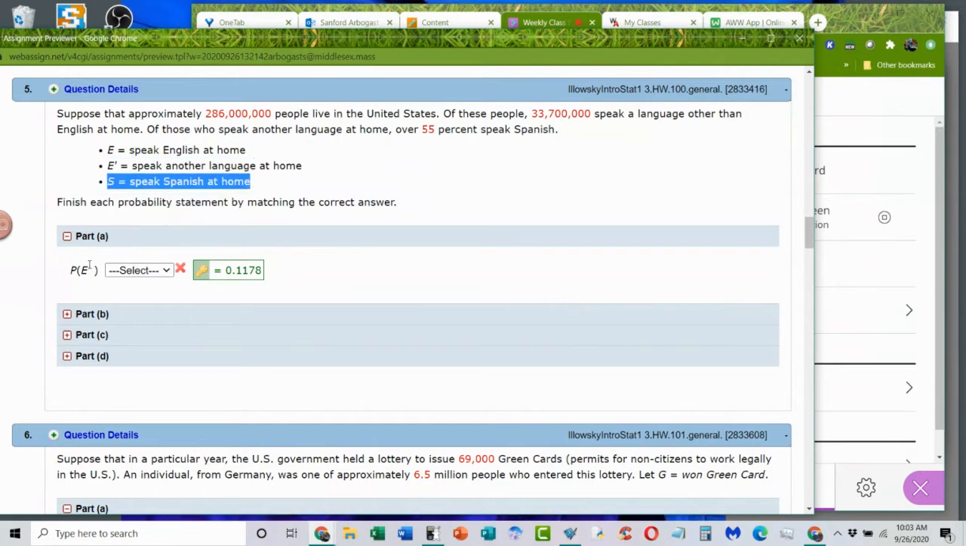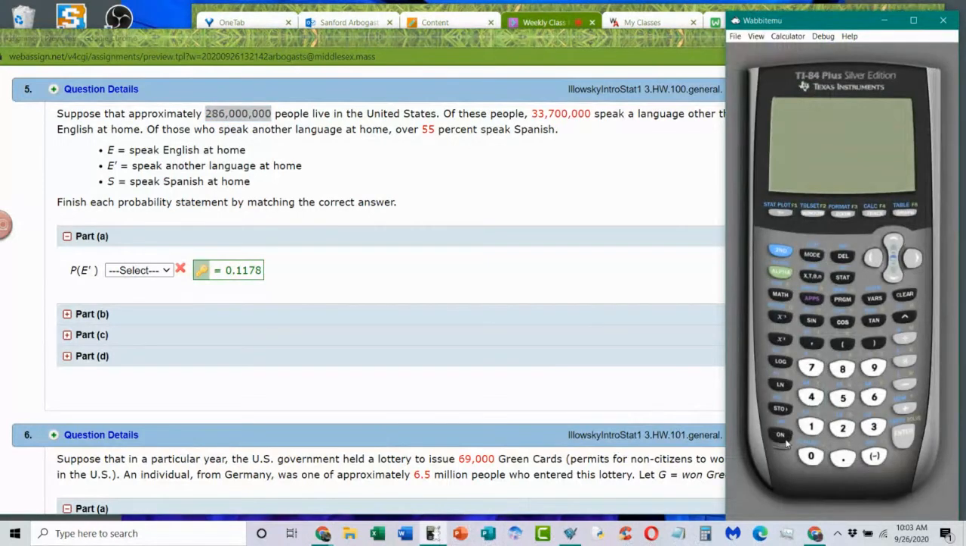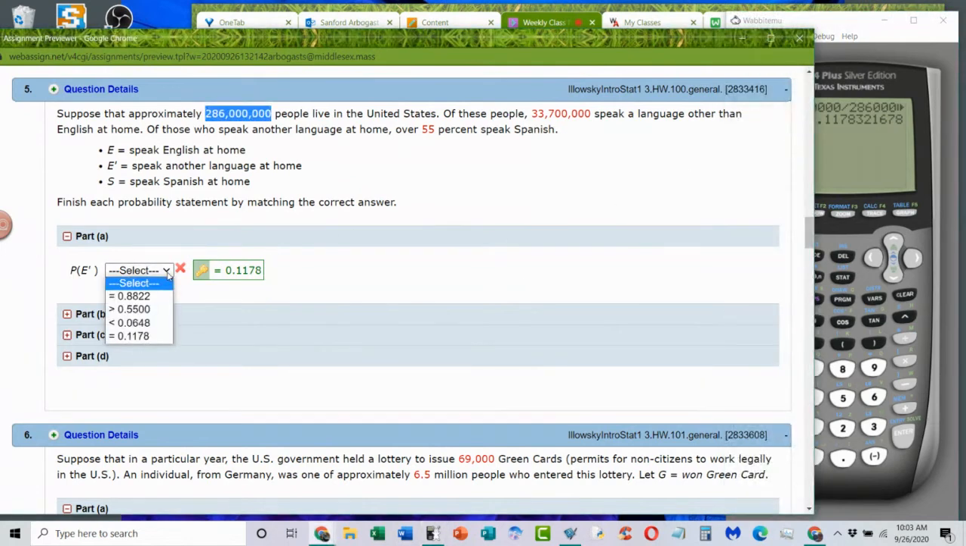They want to find the probability of not E, that you don't speak English at home. So it's just going to be this number divided by this number. I know all of you can do that in your head, but I'm going to do 33,700,000 divided by 286 million. And that's the number I get, and it's a drop-down list, so we don't even have to think about this.